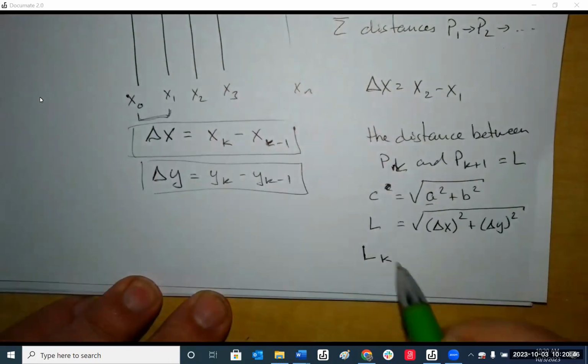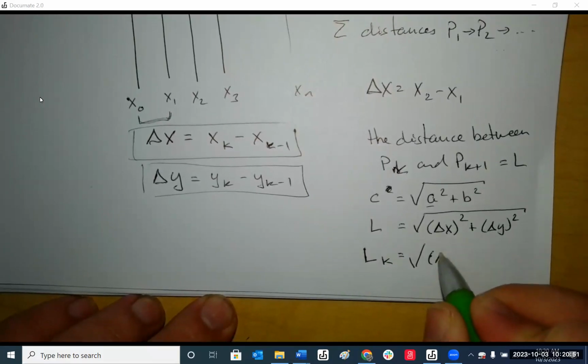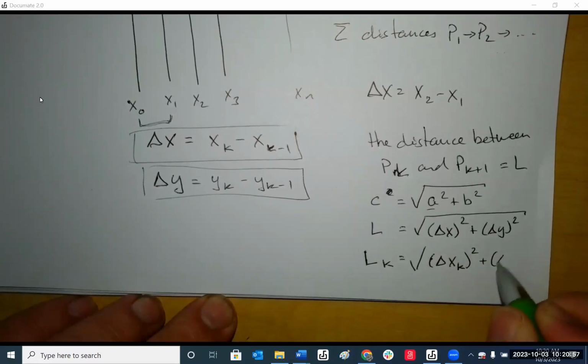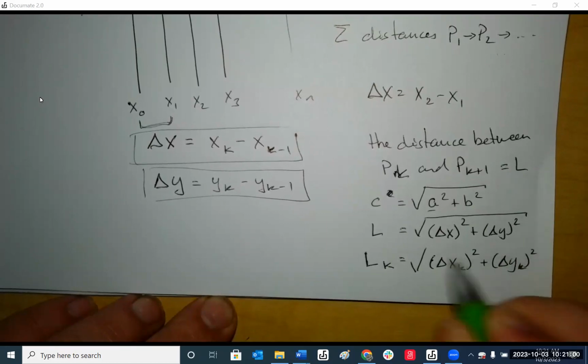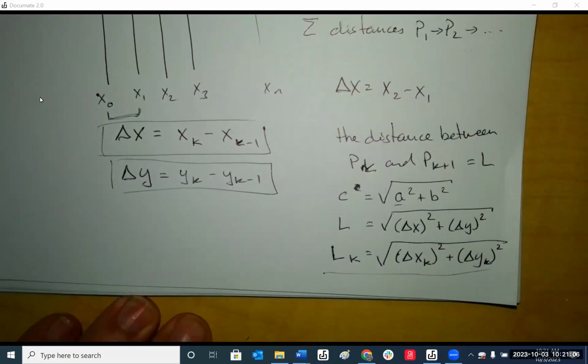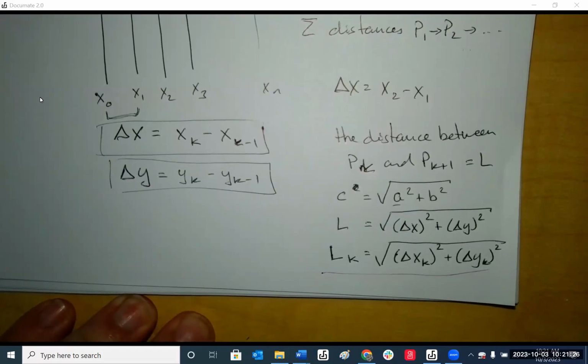Since we have so many of them, we have to break them up into sections. So it's delta x sub k squared plus delta y sub k squared. And there's your formula that we'll be using to find the Riemann sum, or the sum of all these little lengths, distances that we found. So far, so good. It's the same thing we did earlier to find the areas under the curve.